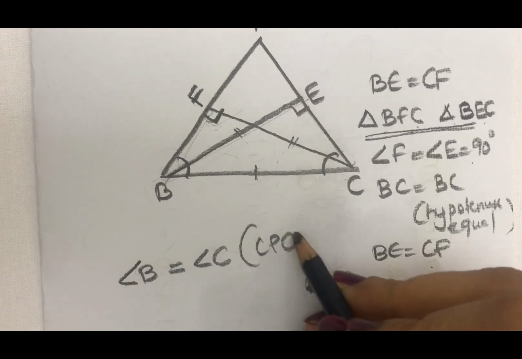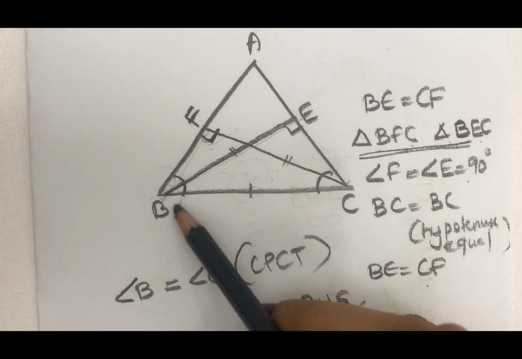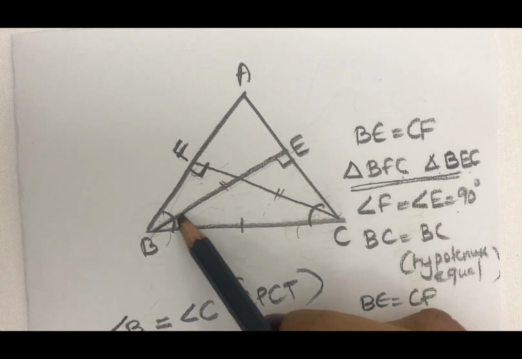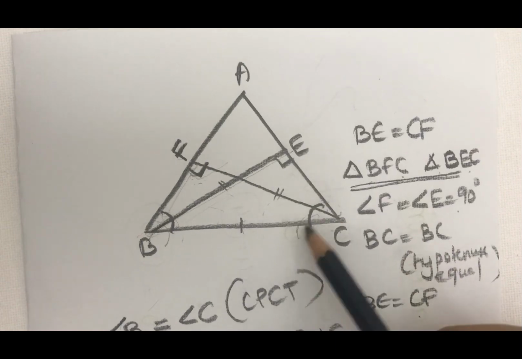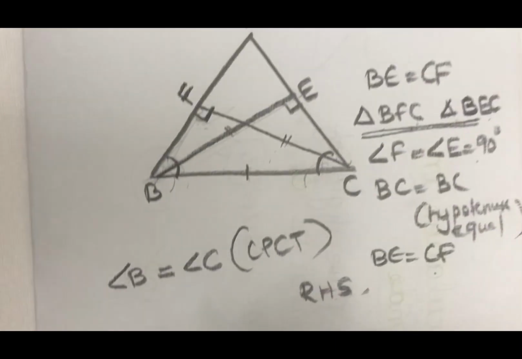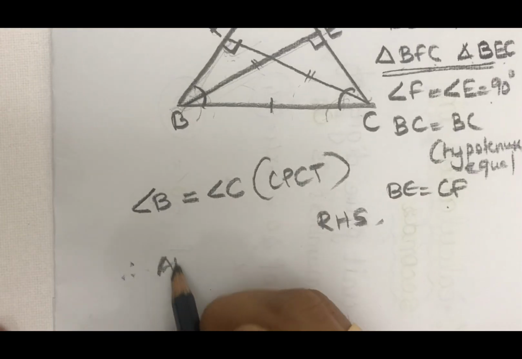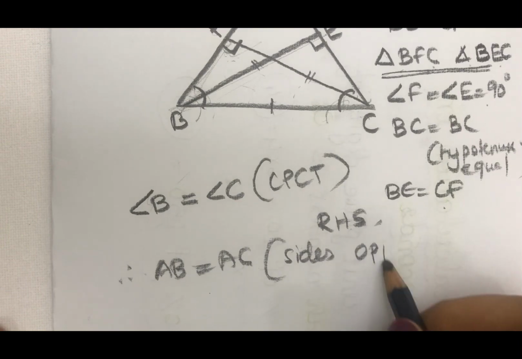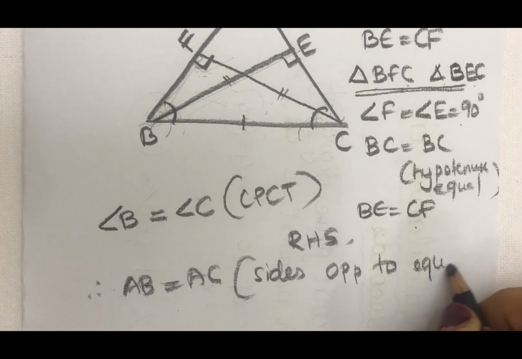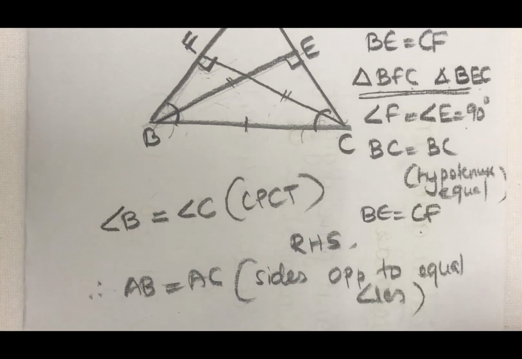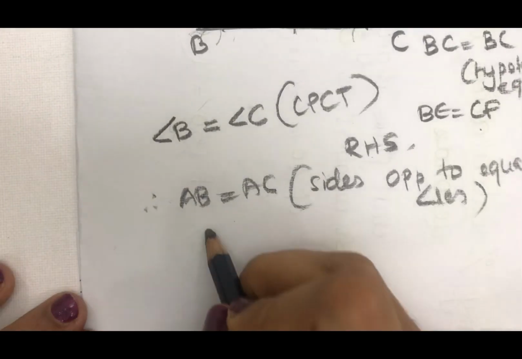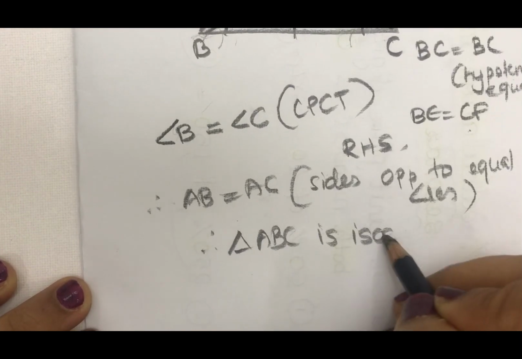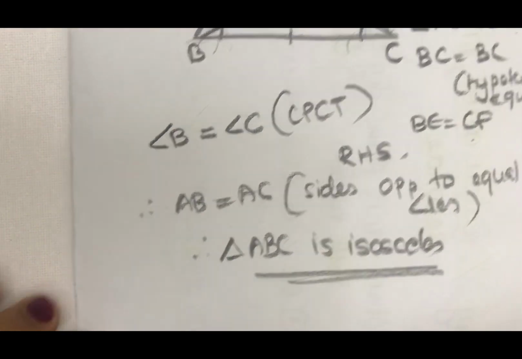The sides opposite to equal angles will be equal. That is, the side opposite to angle B, AC, will be equal to the side opposite to angle C, AB. Therefore, AB is equal to AC, since sides opposite to equal angles are equal. Therefore, triangle ABC is isosceles. We have proved it.